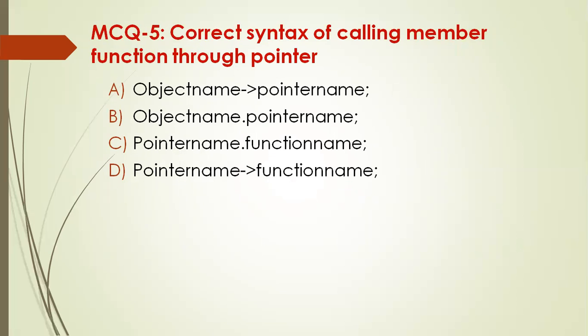Correct syntax of calling member function through pointer. The syntax is pointer name, arrow operator, function name. The first one, object name, arrow operator, pointer name, is wrong. Object name dot pointer name is also wrong. Pointer name dot function name is also wrong. The correct answer is pointer name, arrow operator, the function name. If any arguments are there within the parentheses, you have to specify the argument.